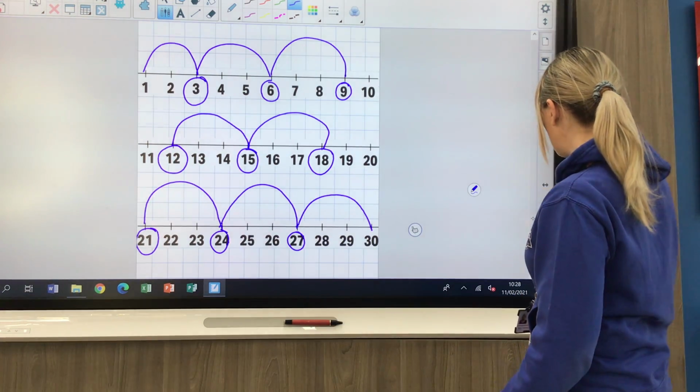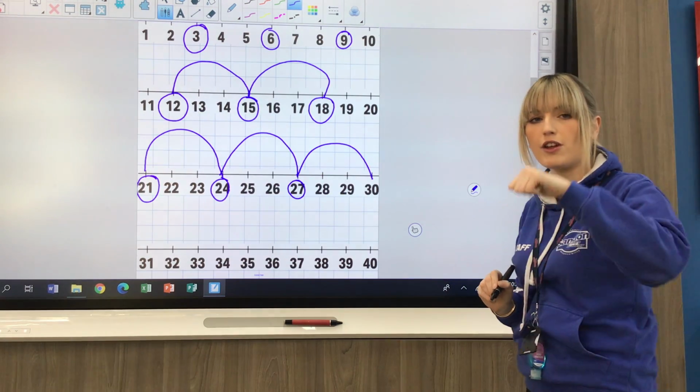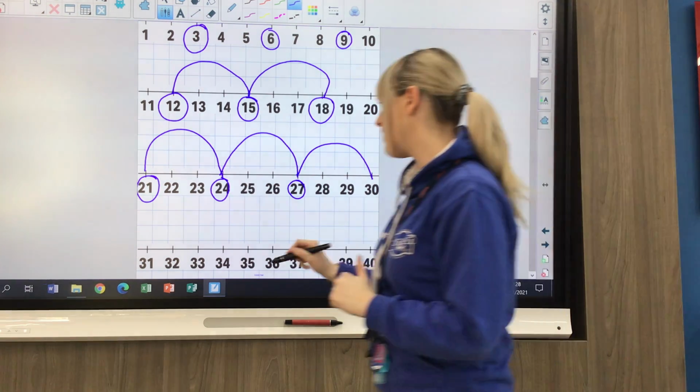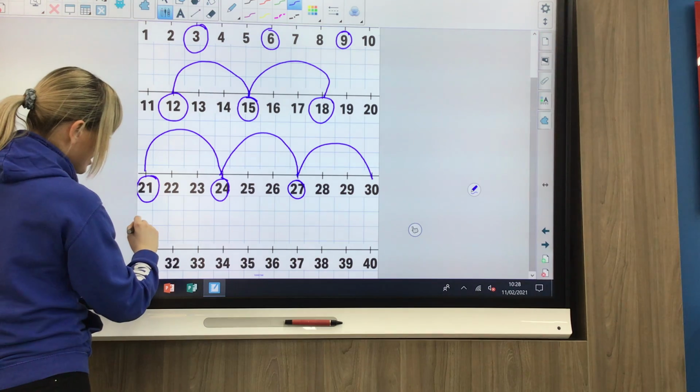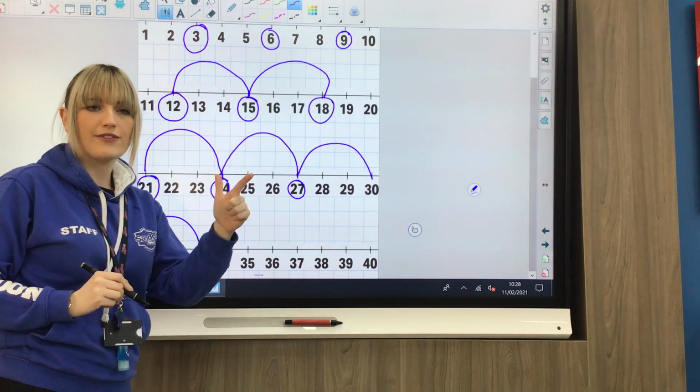Okay. Let's keep going. So we're on 30. Let's do another jump of 3. So 31, 32, 33. Okay, so another jump would take us to 33, 34, 35, 36.